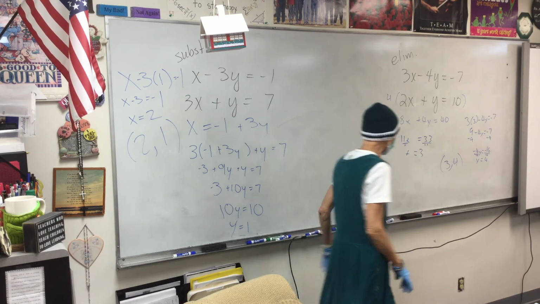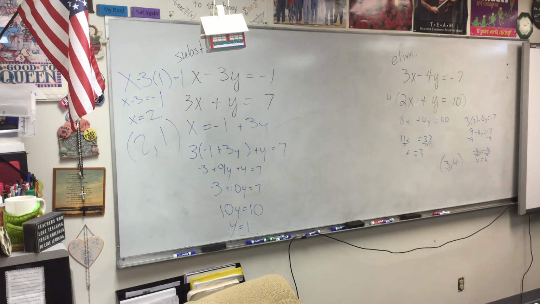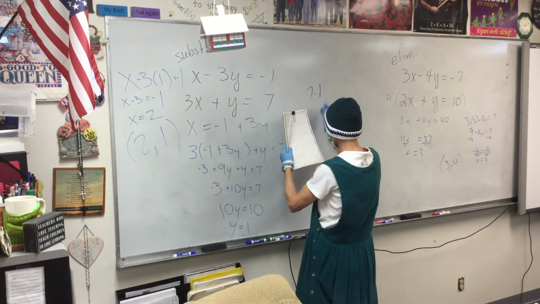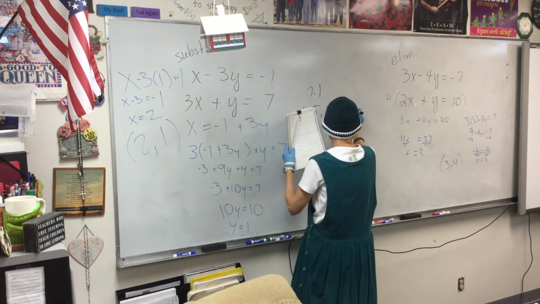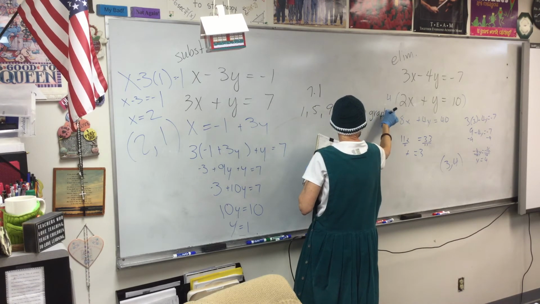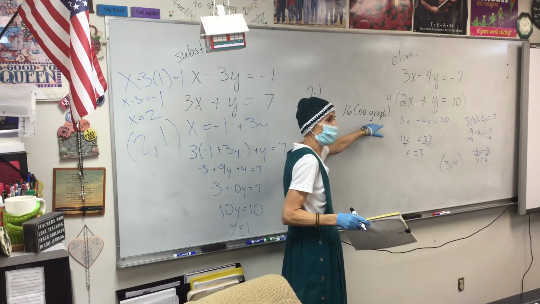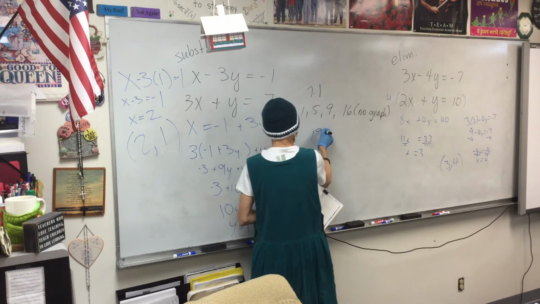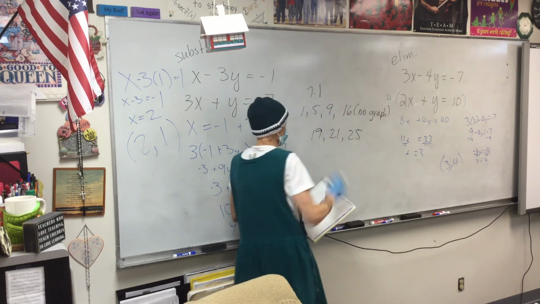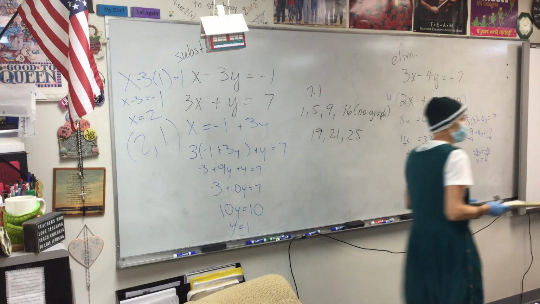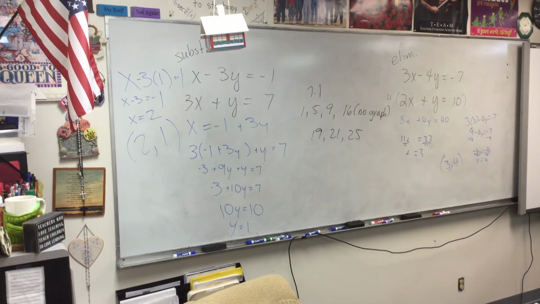Everybody good? All right, let's get started on our homework then. 7.1. You do not have to do any graphing. So number 16 says something about a graph. Don't worry about it, just do the problem. 7.1, there it is, right there. Let's get started. You've got a few minutes. You can crank out some of these. And I dropped a hint. Everybody caught that, right? Okay, everybody caught it.